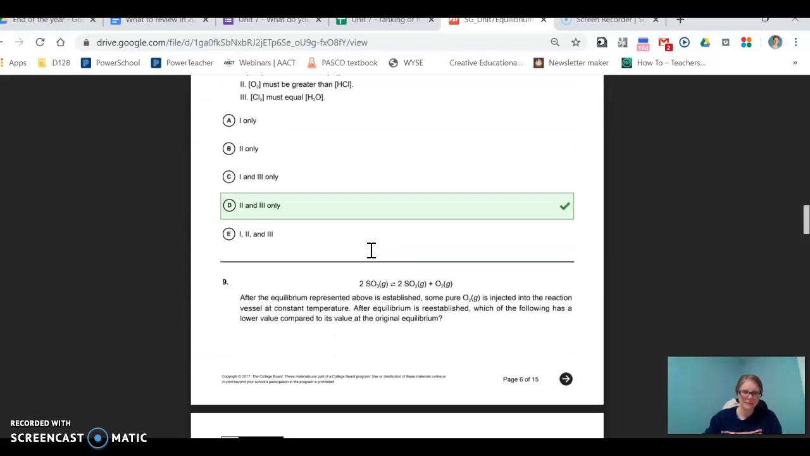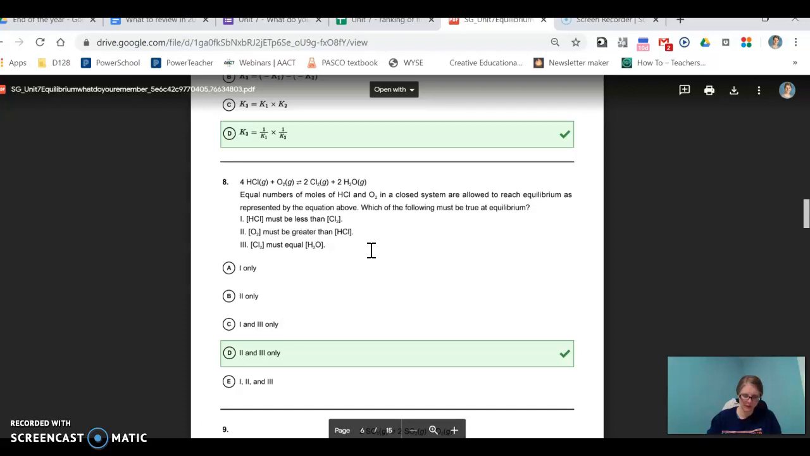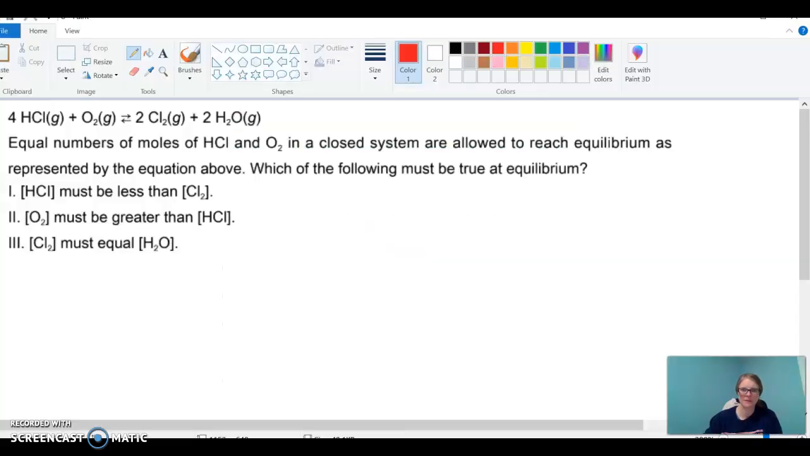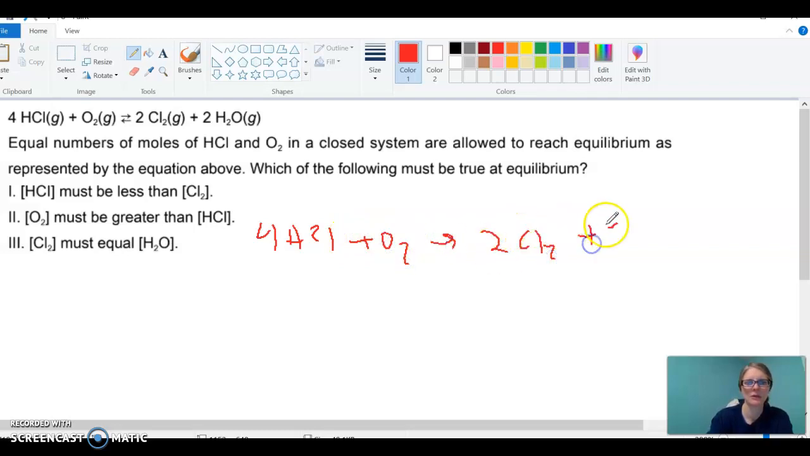Looking at number 8. Here's 8. This is one of the most common ones not to get right. So 8 I have over here. Okay. So when I think about this problem, I kind of think about it as, oh, that's terrible. I'm rewriting the equation, although it looks pretty terrible.